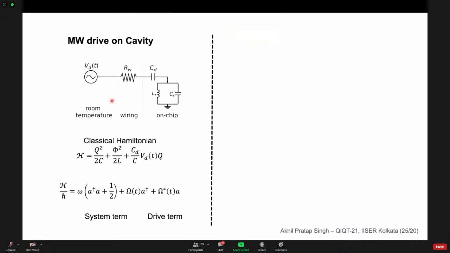So now let's see if we want to put a microwave drive on a cavity. For the cavity, you have your microwave drive at room temperature, some wiring, and this LC oscillator. This is not yet a qubit; it is just a resonator, a quantum harmonic oscillator on chip. And this is what we get as the classical Hamiltonian. So we just saw this was our Hamiltonian, and this is just the drive Hamiltonian. In a canonical system, we have the system drive, and this is an extra drive term because this is what we want to use for control and readout.